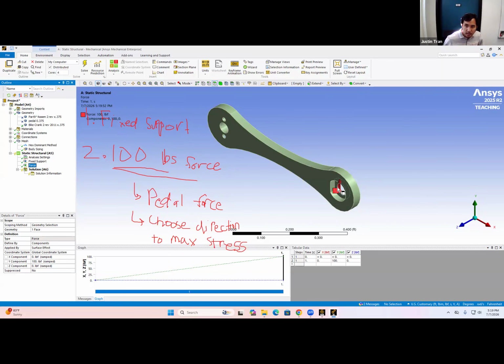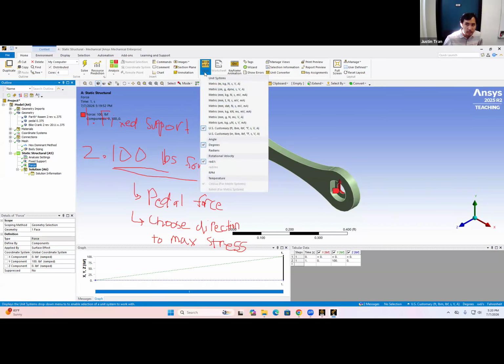And so I applied it onto this ring right here. Remember, we push on the pedal, but whatever force we apply on the pedal is going to be transmitted to the bike crank through this hole. So I've chosen that hole right there as the location, and here I have my 100 pounds of force. Don't forget to change the units. The force was given to us in pounds, so we want to make sure we apply it in pound force.